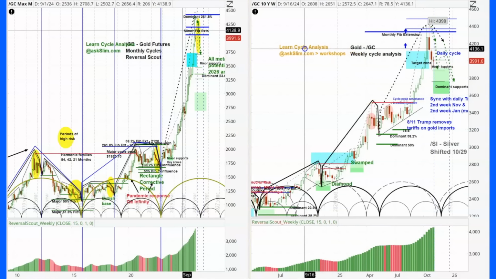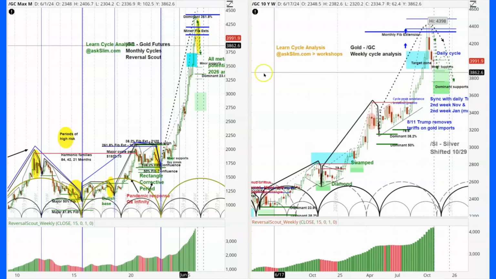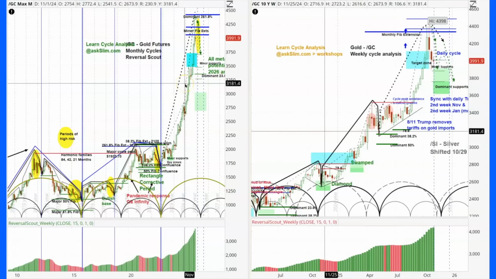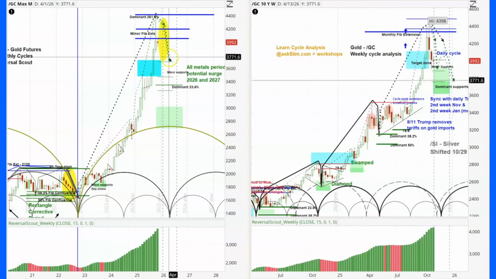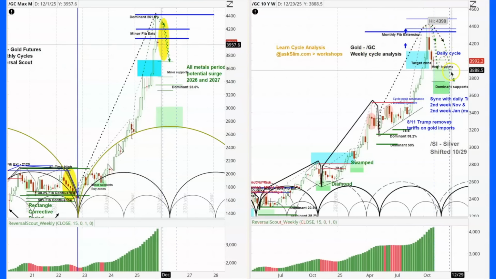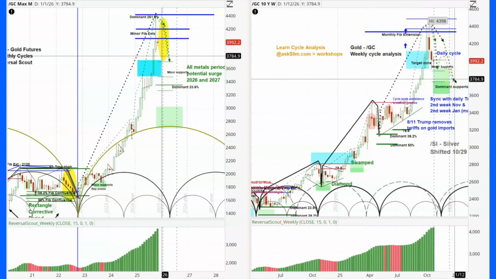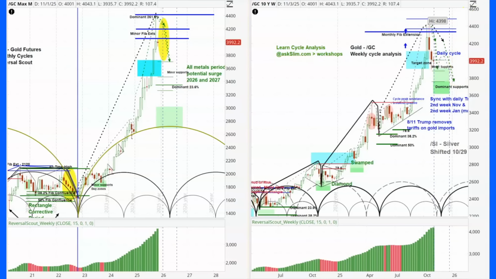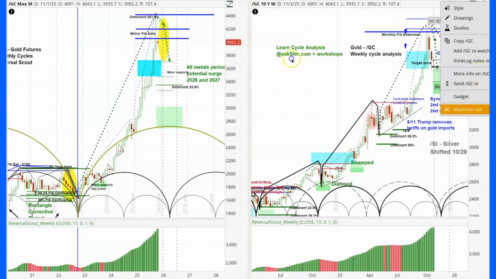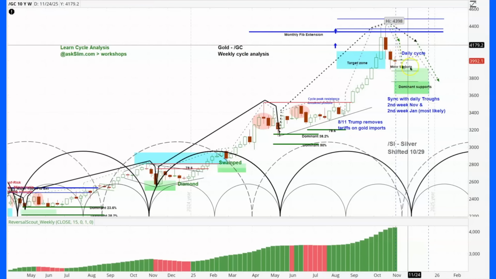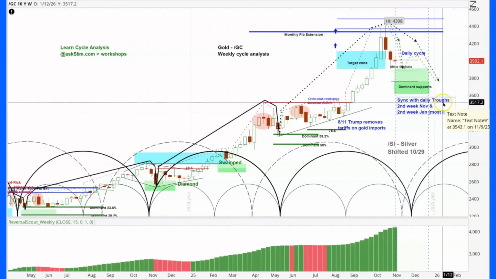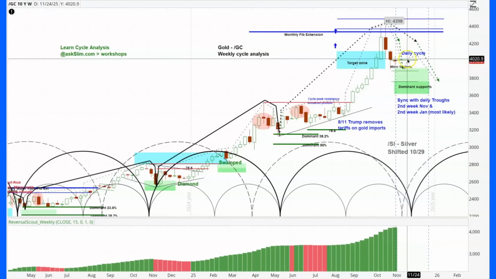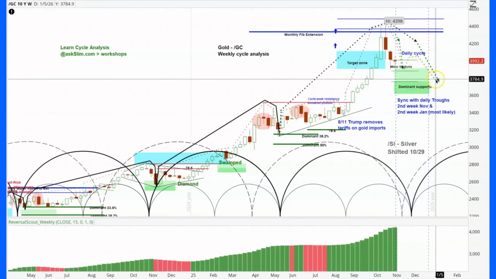So this is the weekly on the right. This is the monthly on the left. And this corrective period that we're looking at right in here is the same one that's built right in here on the weekly chart. So what we want to do, let's blow this up right now and look at it on the weekly, and you'll see that there are actually two different lows that could happen that are synced with daily troughs. Now, I'm not going to show you the daily cycle, but I actually put that in there for you to see right there.